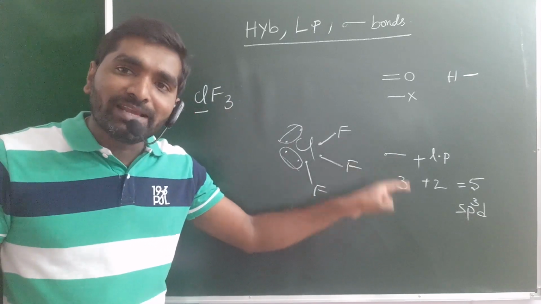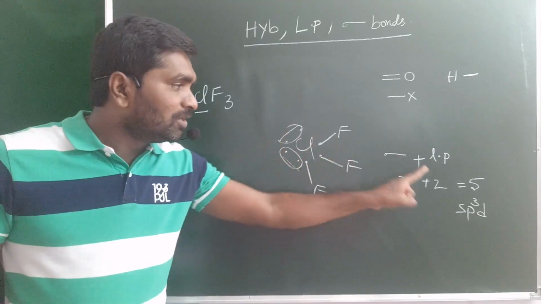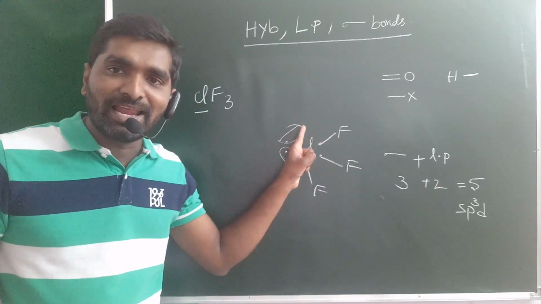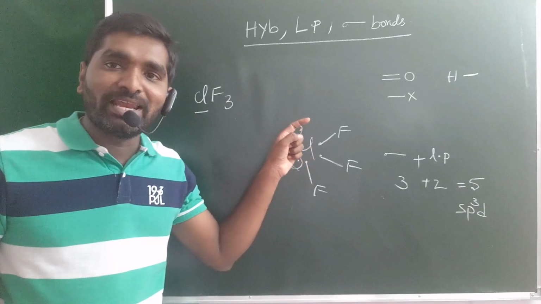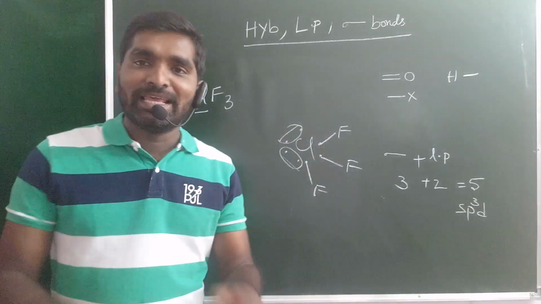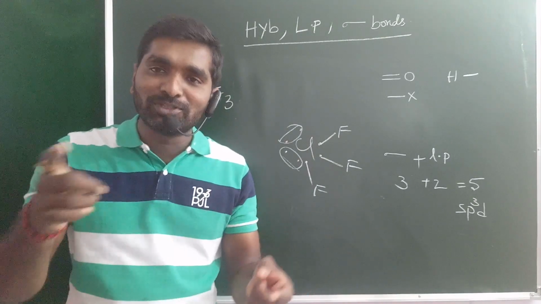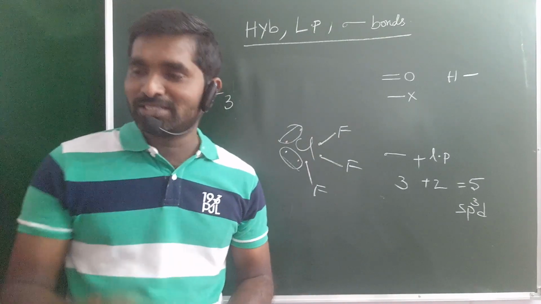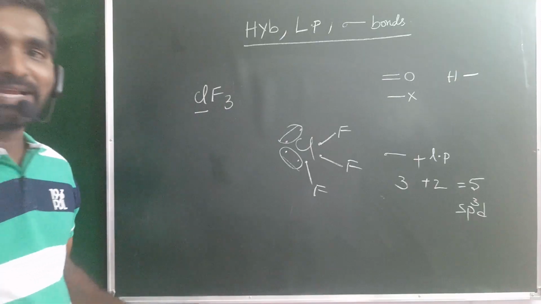How many lone pairs are present on the central atom? 2 lone pairs are present on the central atom. How many lone pair electrons are present on the central atom? 1, 2, 3, 4 electrons. Electrons and lone pairs are different words. Next, second example.